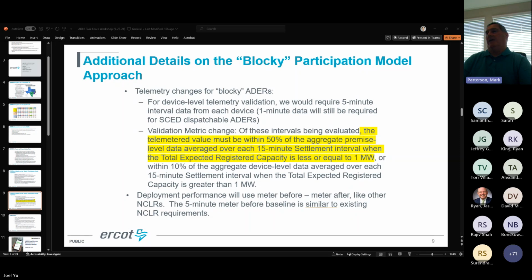We're going to modify that where if it's less than 1 megawatt, that will increase that.